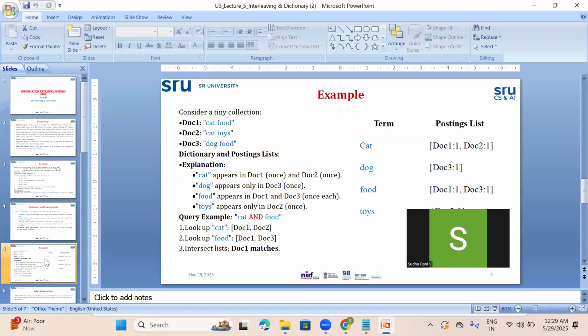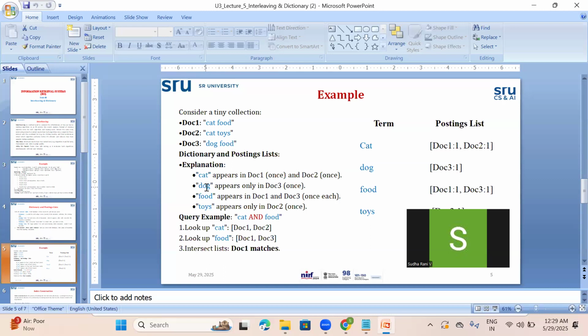See the creation of posting lists. Consider a tiny collection: document 1, cat food; document 2, cat toys; document 3, dog food. Dictionary and posting list. See here, cat appears in document 1 once and document 2 once.